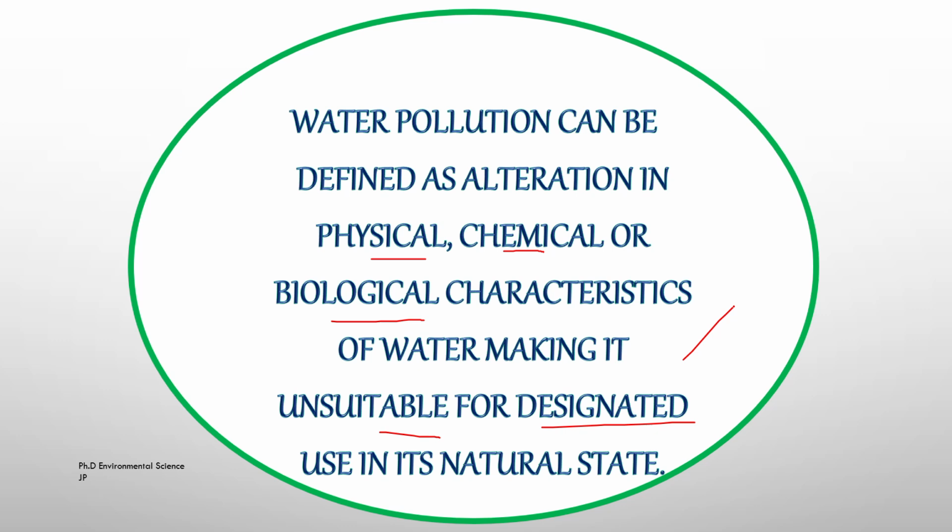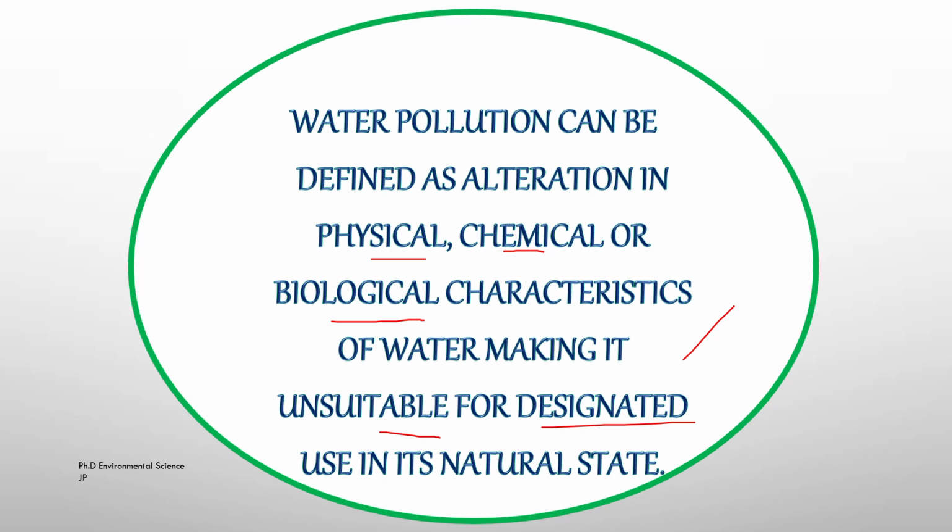Then how will it affect chemical characteristics? The untreated wastewater introduces chemicals such as heavy metals, mercury, lead, and other organic compounds like pesticides and solvents into the river. These chemicals can alter the pH levels, dissolved oxygen levels, and introduce toxic substances which are harmful to aquatic life.